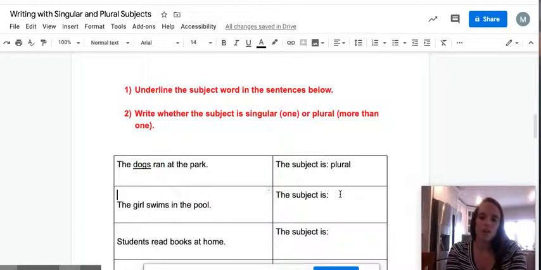When you're done, you're going to turn your work into me. I can't wait to see all of your great thinking and your creative sentences. There's no wrong way to come up with a sentence, so don't feel like you're not doing something well. If you're not sure how to write a sentence, I want you to just use your best judgment and come up with the most creative ideas that you can. And I'm looking forward to reading them.